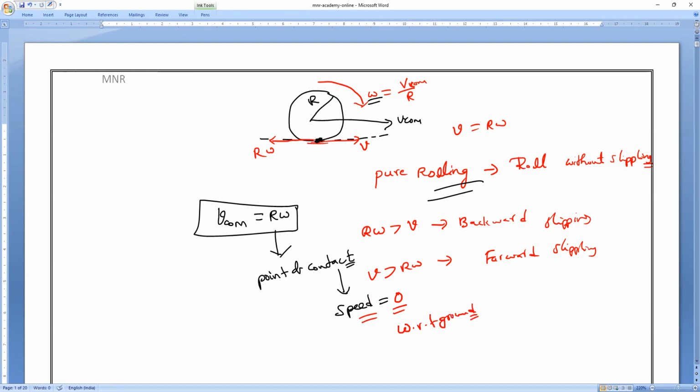With respect to the ground at the point of contact, the speed must be zero. Whether you take a ring, a disc, a rolling cylinder, or a sphere, any symmetrical geometry, at the point of contact with respect to the ground there is no slipping. That is what we call pure rolling.